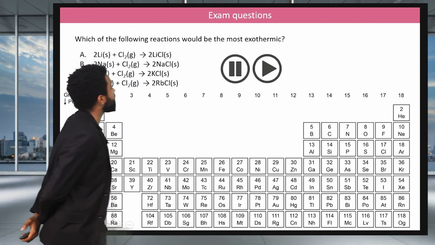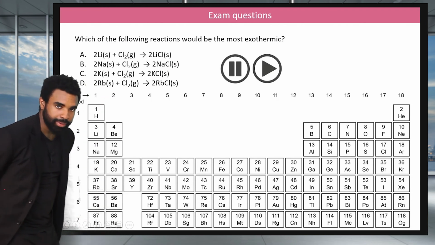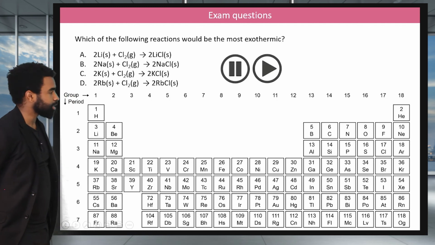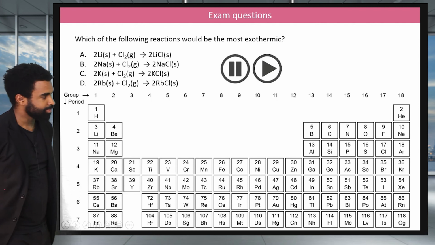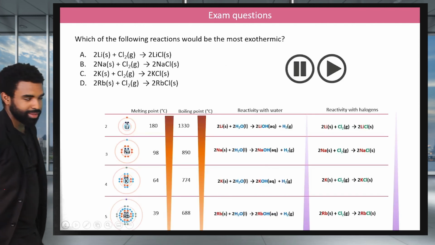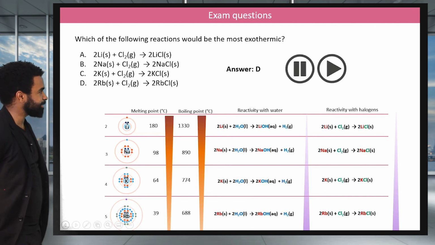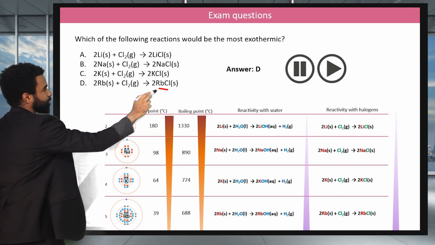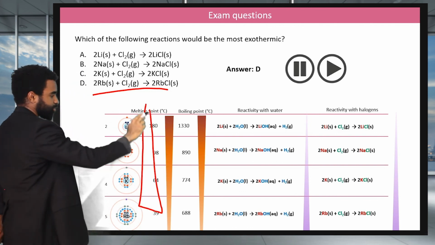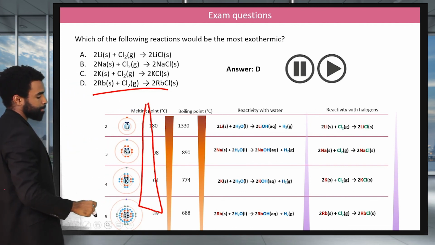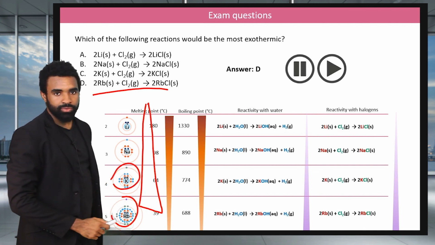We look at one last question. Which of the following reactions would be the most exothermic? Pause the video, look at the options, think about it. In 2 seconds, I show you a clue. 1, 2, and a clue. There's a clue there. 1, 2, I show you the answer. 1, 2, and D. Rubidium is the most reactive of all of these, because reactivity generally increases as we go down the group. So rubidium is more reactive than potassium, and so on and so forth.